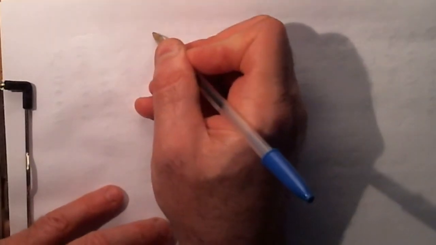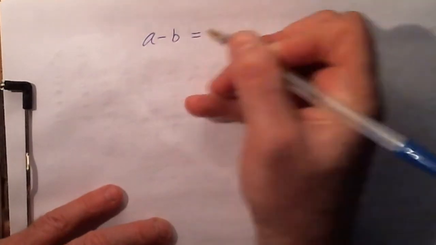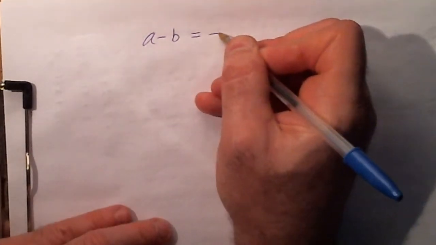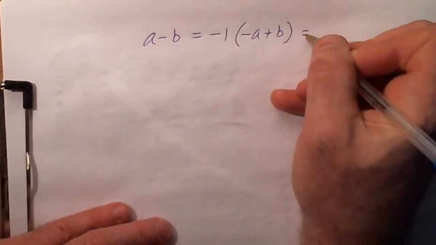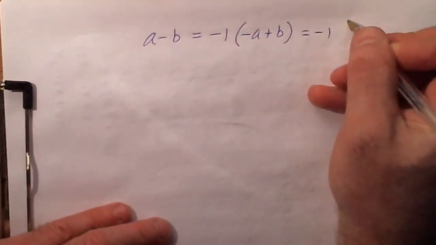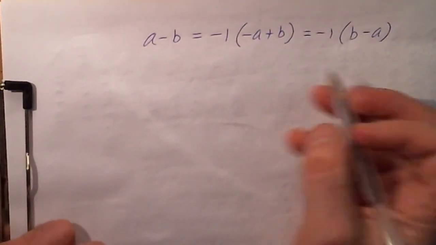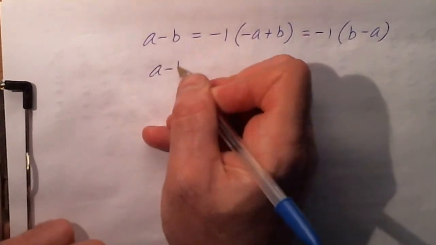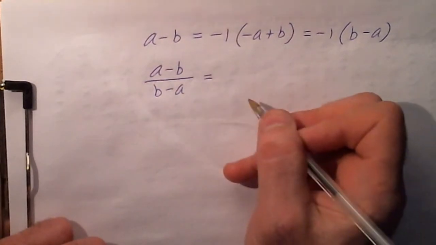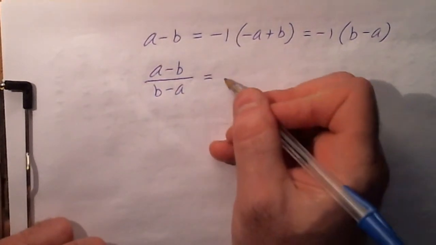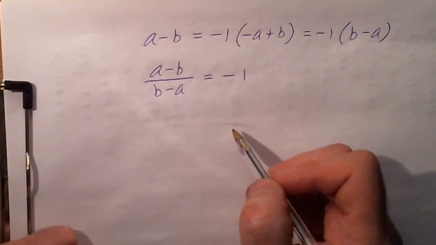So in general, whenever you have a binomial like a minus b, it is always equal to negative 1 times negative a plus b, or always equal to negative 1 times b minus a. That's always true. So in general, ladies and gentlemen, if you have a rational expression a minus b over b minus a, this will always reduce down to negative 1. Always.